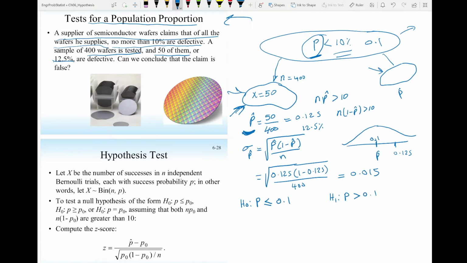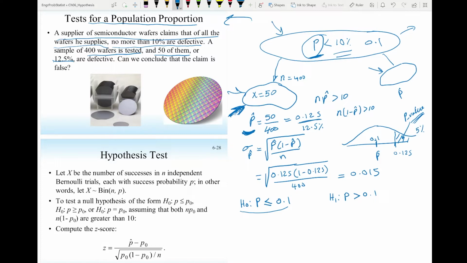Now I need to calculate this p-value. If this p-value comes out very small, like 5% or less, then there is strong evidence from the sample to reject the null hypothesis. It will be very rare, or the probability is very slim, for a sample to have a proportion of 0.125 from a population that has a proportion less than 0.1.